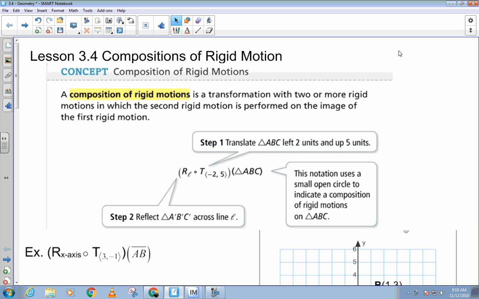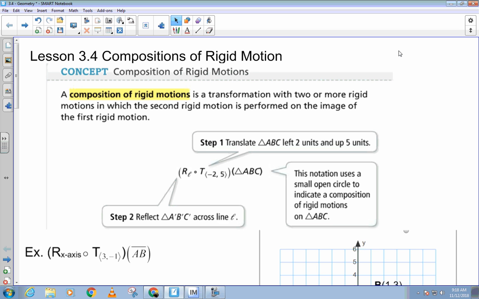And so if it tells you what to do in words, then you do it according to how it tells you to do it. But there is a notation where they use an open circle, okay? And if they use that open circle, that indicates composition, and you do it backwards. You do the second thing first, and then the first thing.